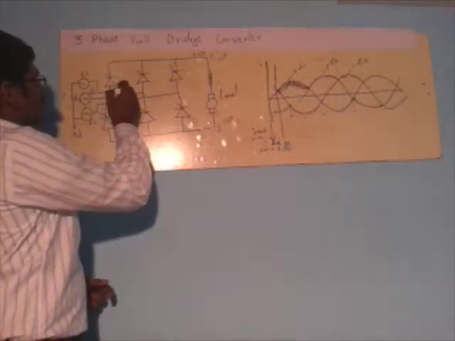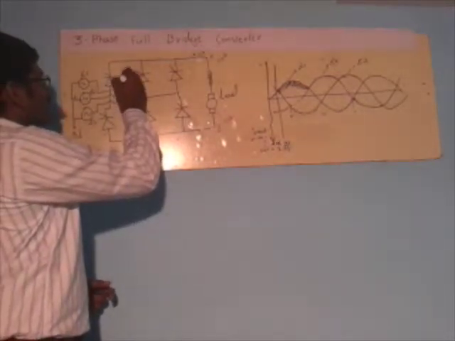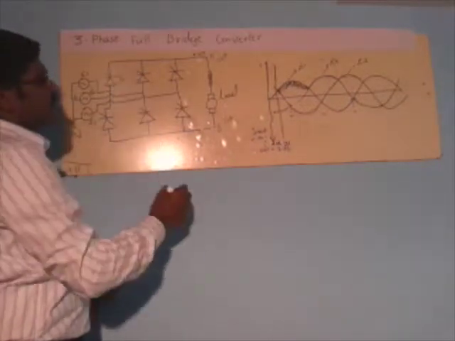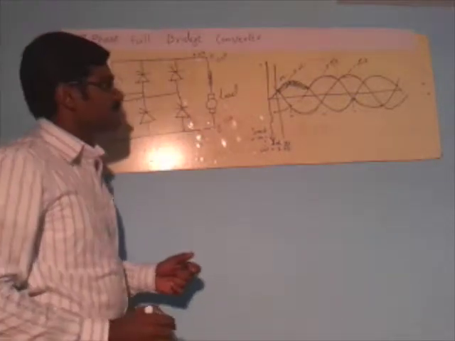And this thyristor will forward bias and will start to conduct. Then T1 will conduct. Mode 1 operation, that is M1. You can write M1.